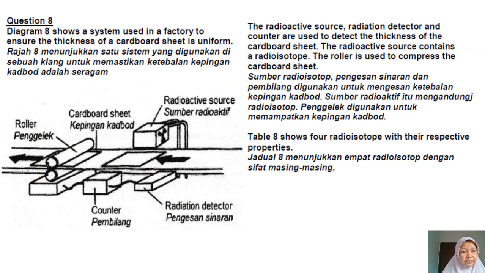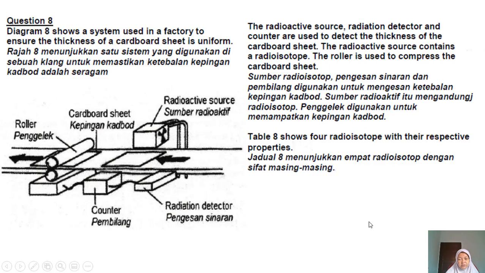Okay, question 8. We go to radioactivity. Diagram 8 shows a system used in a factory to ensure the thickness of a cardboard sheet is uniform. I think this diagram is familiar to you. The radioactive source and the radiation detector. This is the radioactive source, this is the detector, so they must be opposite each other in order to detect the thickness of the cardboard. The radioactive source contains a radioisotope. The roller is used to compress the cardboard, so this is the roller.